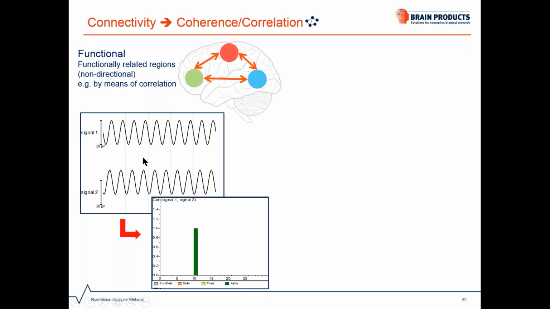So, what is coherence? In simple words, two signals 1 and 2 are said to be coherent if they oscillate with the same frequency and a constant phase angle. The result of the coherence transformation, also in Analyzer, shows a spectrum, here indicating a coherence which is 1 at exactly 10 Hertz, which in the case of EEG could then indicate a functional relationship.